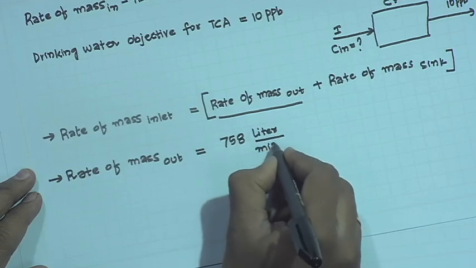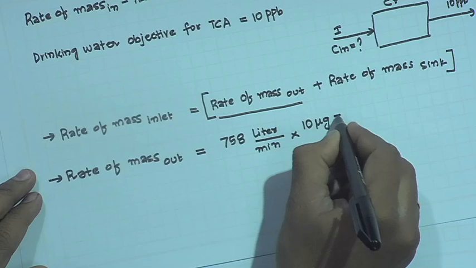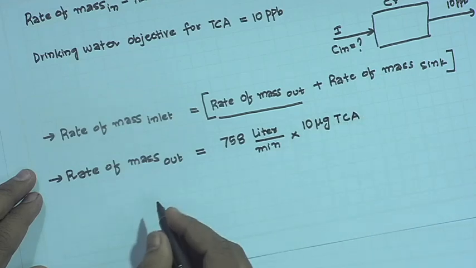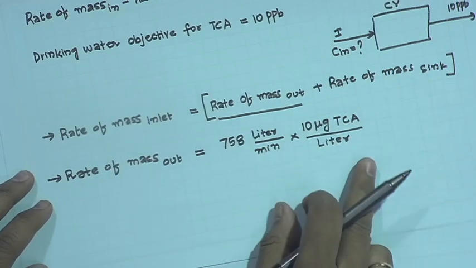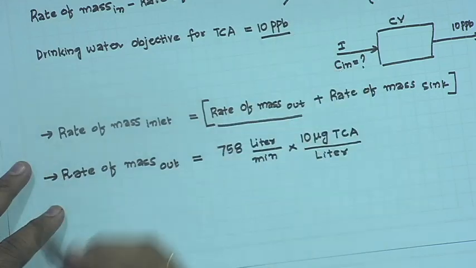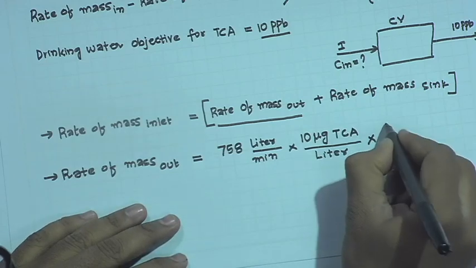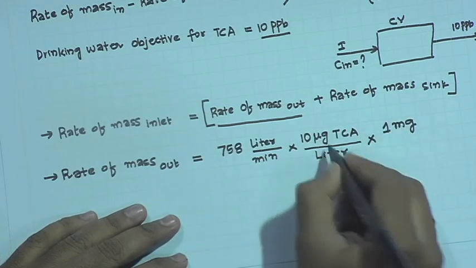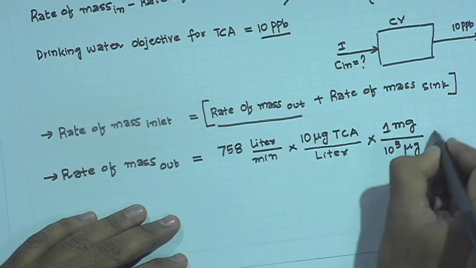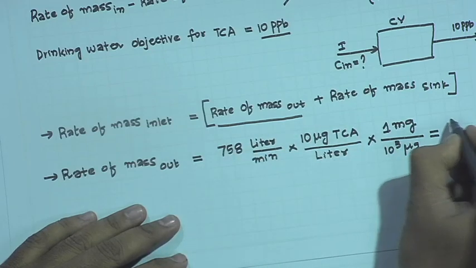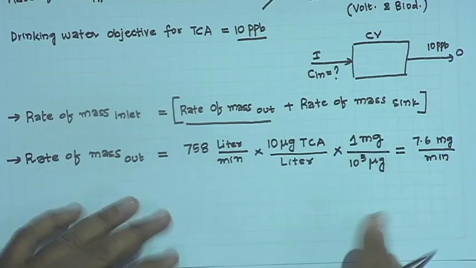per minute into 10 microgram of TCA per liter. This is just because of this particular standard, and we have to convert this particular thing into a simpler unit. For that, we will use the milligram. We will convert these micrograms into milligrams. So, 1 milligram is equal to 10 power 3 microgram. So, converting the whole thing, we will get 7.6 milligram per minute.